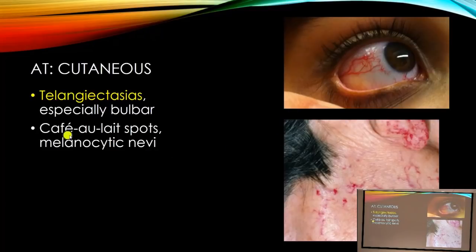So again, cafe au lait spots, although the characteristic feature of NF1, you can see these in others, including NF2 and ataxia telangiectasia. So this is not a specific finding. And you can also have melanocytic nevi as well.